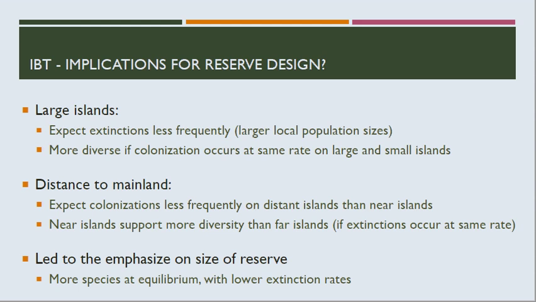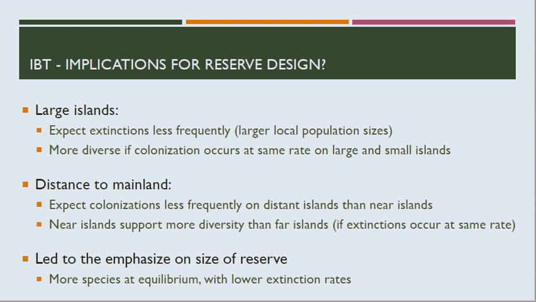Now, distance to the mainland was also very important. We would expect colonizations to occur less frequently on more distant islands. So the nearer an island is to some source of species, the higher the rate of colonization, or species moving from the mainland onto the island.